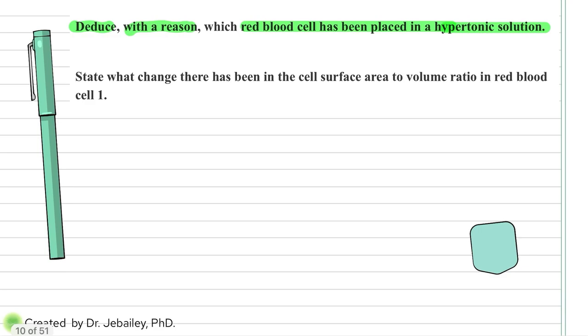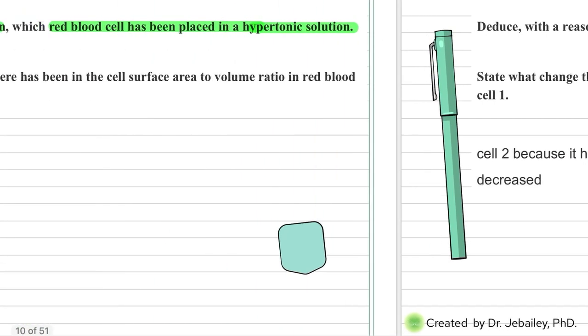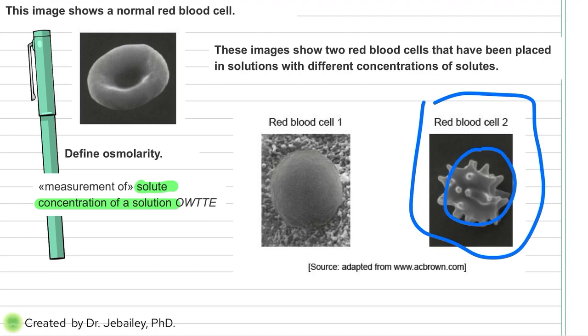Now, why would it be cell 2? Well, because again, it will decrease. And because you saw there that it got plasmolyzed, that means it lost water, because the volume decreased. So that will be the reason. Basically, you're answering this question: why did you choose this one? I chose this one because I can see that the cell here got plasmolyzed and decreased.